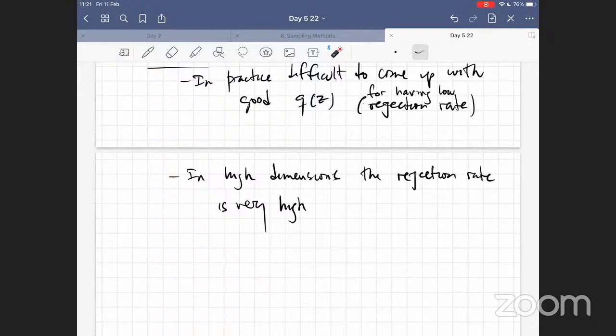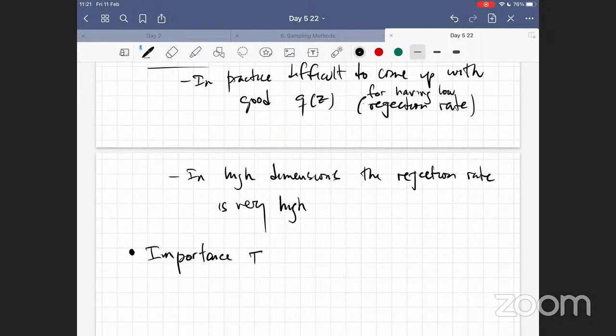Okay, but that's it about this. I don't want to spend a lot of time on it. I will just discuss another very popular sampling method, if there are no questions on that. Okay.